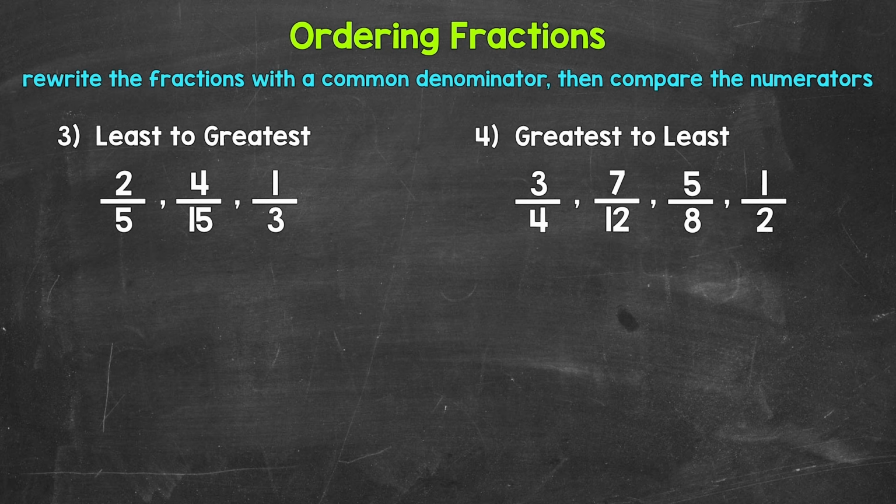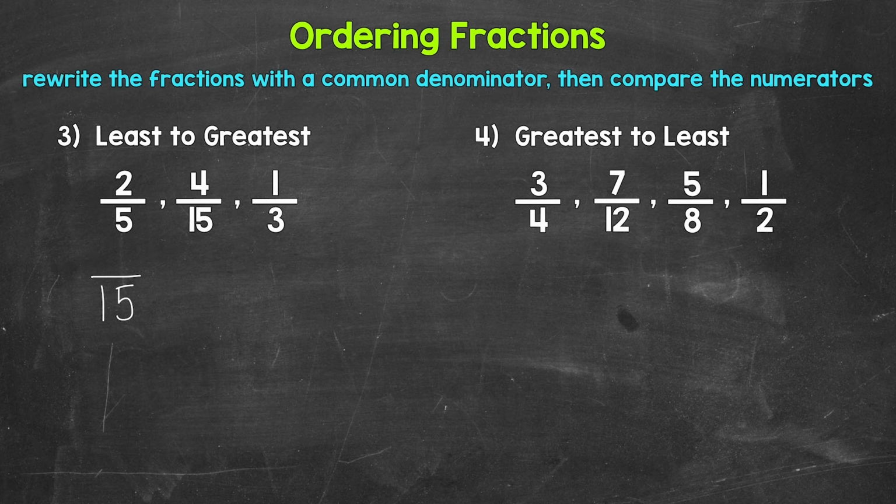Let's start with number 3, where we have denominators of 5, 15, and 3. Now, I always like to find the largest denominator and see if it can be our least common denominator for all of the fractions. The largest denominator here is 15. And yes, this will work for our least common denominator. 15 works for 5, 15, and 3. So we need to rename with that denominator of 15.